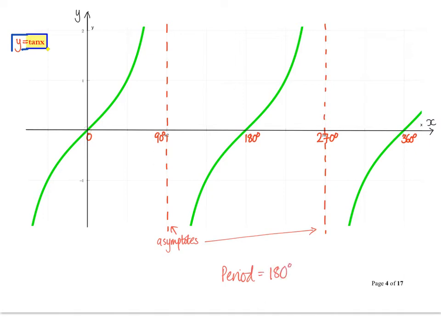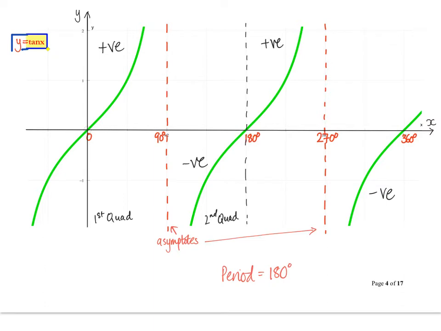And then if we look at each of the quadrants that we have, this is not an asymptote, it's just the quadrant here. So in the first quadrant, from 0 to 90 degrees, tan is positive. In the second quadrant, we get a negative ratio. In the third quadrant, we get a positive, and in the fourth one, we get a negative ratio.